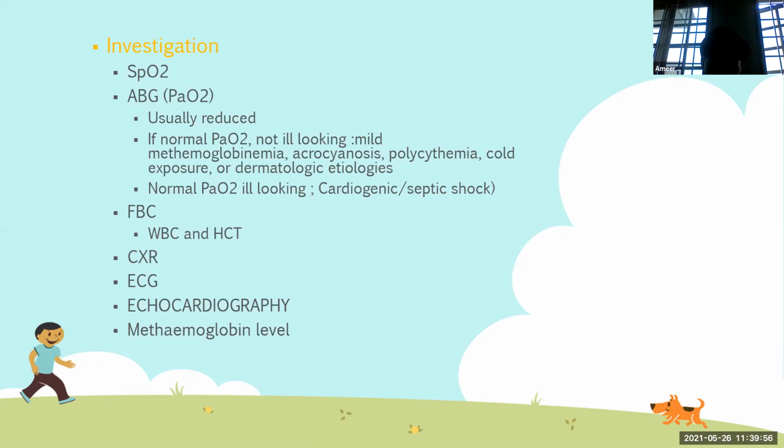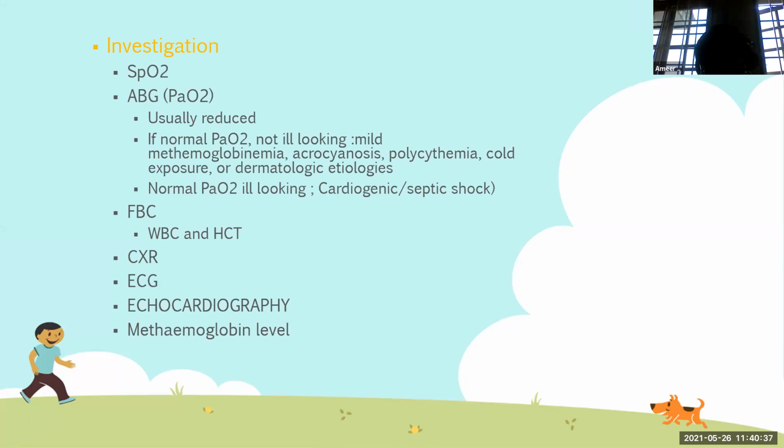However, if the partial pressure of oxygen is normal and the patient is not ill looking, the most probable diagnosis might be methemoglobinemia, acrocyanosis, polycythemia, cold exposure, or it is just a dermatologic etiology, which means the cause is less likely from the respiratory system. However, if the patient has a normal partial pressure of oxygen but he or she is still ill looking, the cause is most likely cardiogenic or septic shock.